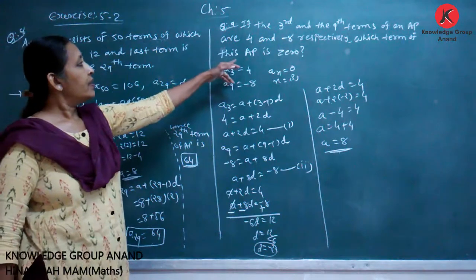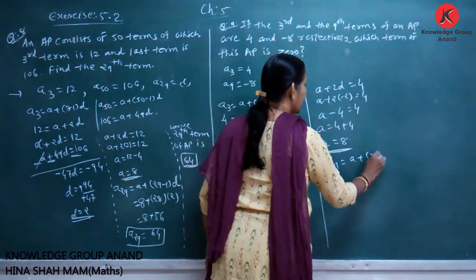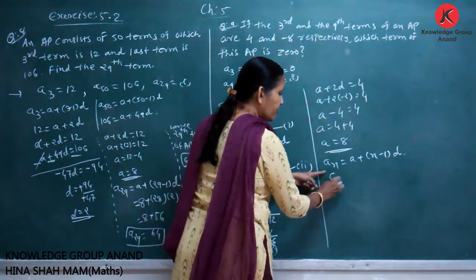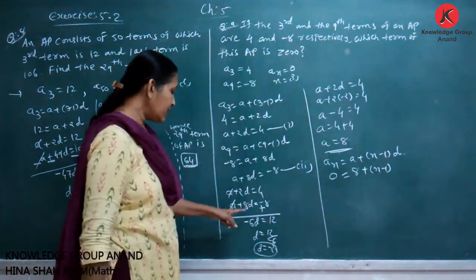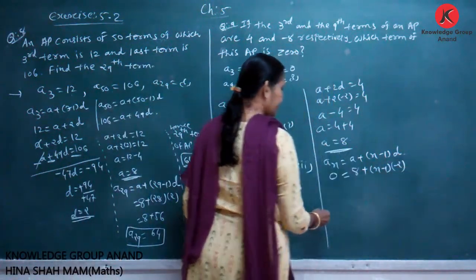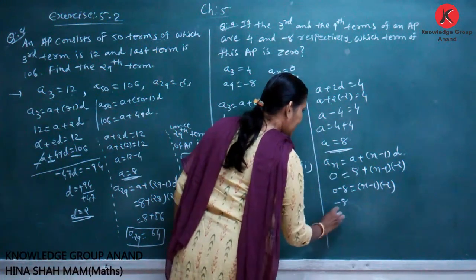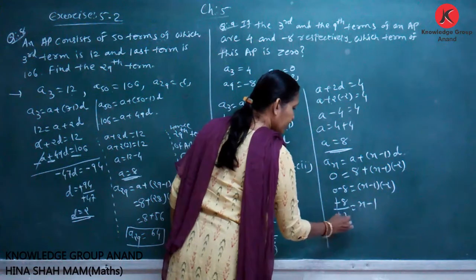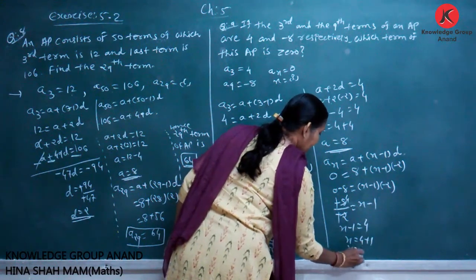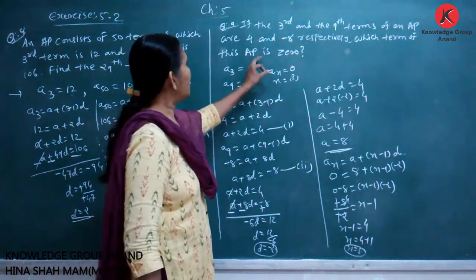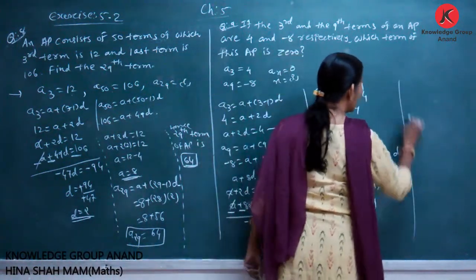Which term is 0? Here find an equal to 0. Our formula is an equal to A plus n minus 1 into D. An is equal to 0, with difference minus 2. 0 minus 8 is equal to n minus 1 into minus 2. Minus 8 upon minus 2 is equal to n minus 1. 2 fours are 8, so n minus 1 is equal to 4. N is equal to 4 plus 1. N is equal to 5. Which term of this AP is 0? Fifth term.